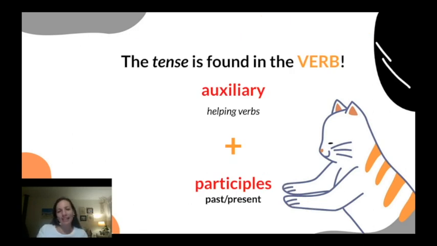When we're looking at tense, we need to understand that tense is found in the verb. And so we're going to spend a lot of time thinking about the auxiliary verb, that is my helping verb, and my different participles. And we're going to be using past and present participles in the forming of these different tenses.